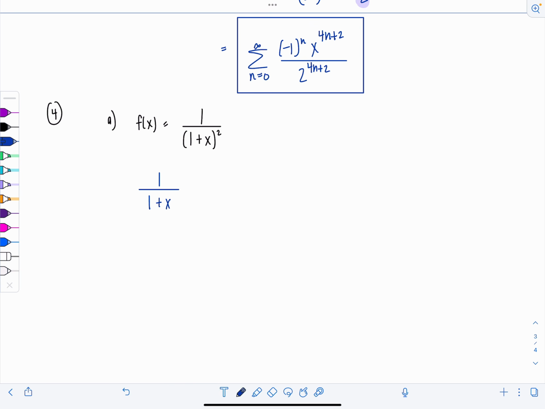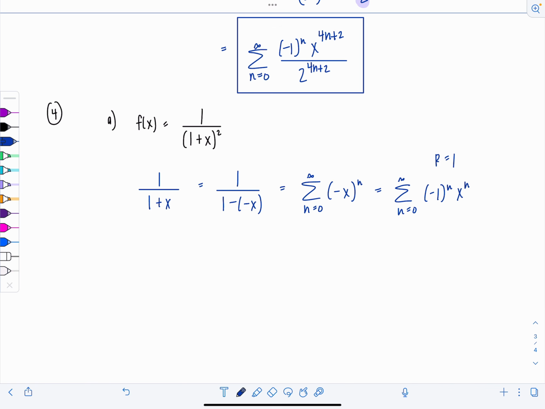Okay, so 1 over 1 plus x, we did that one already at the beginning of the video. Think of it as 1 over 1 minus negative x, right? So then this is the sum, n equals 0 to infinity, negative x to the n, which is the sum n equals 0 to infinity, -1 to the n, x to the n. And we know the radius of convergence for this guy is 1. Great.